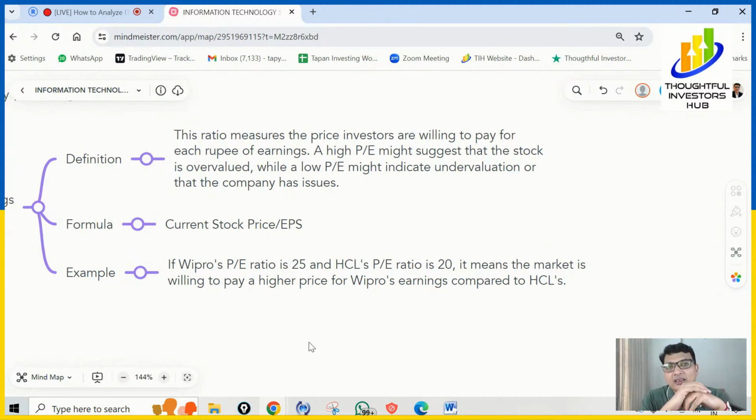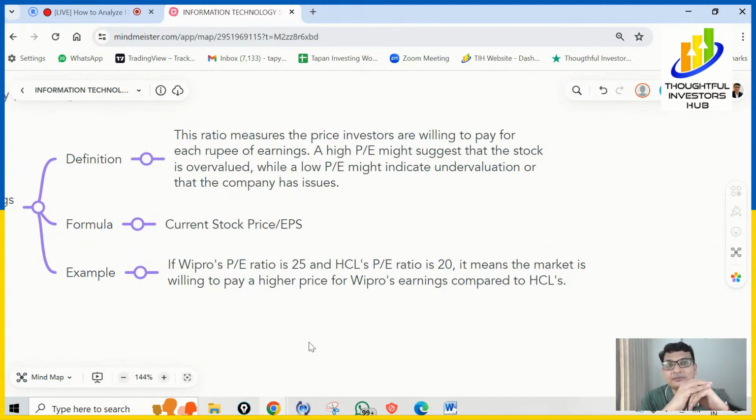Now, can you tell me whether company A is overvalued compared to company B, and whether you should ignore investing in company A? Company A 25, company B 18, and industry P/E 30. Give me the reason also. Type in the chat box.